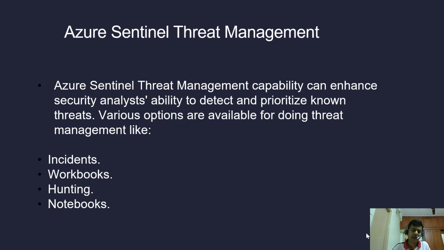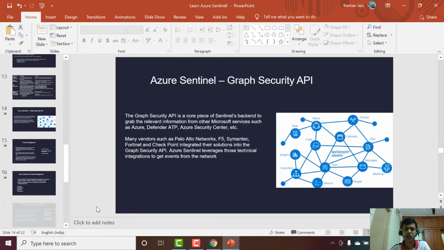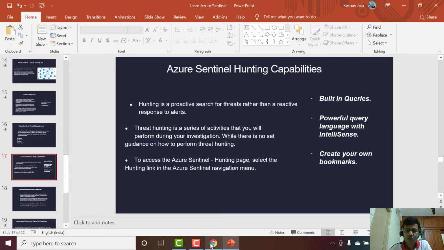So we have the data connectors. Data connectors will pull the raw data, but to process the data, we need threat management. Azure Sentinel provides some options for threat management, and these options will help you in identifying the threats and taking the appropriate actions. So we can have the incidents, workbooks, hunting capabilities, and notebooks. Let's jump to each category and see how these can be used.